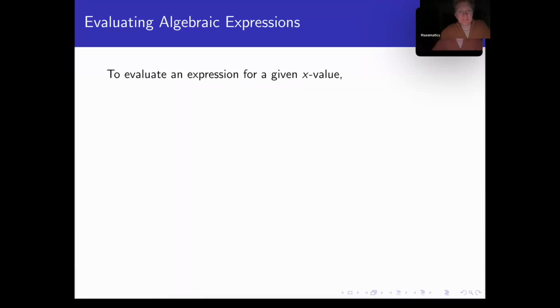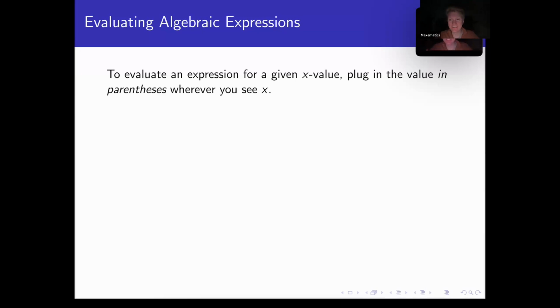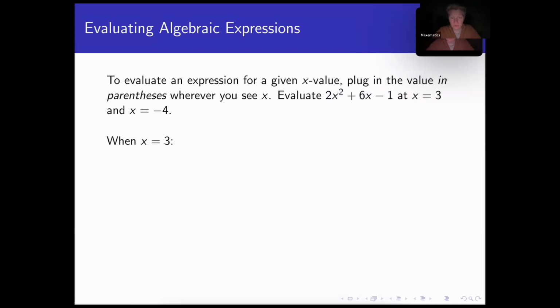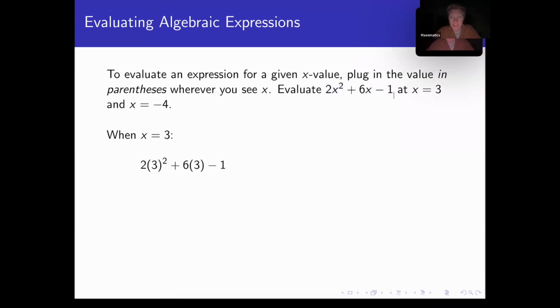And last but not least, if we want to evaluate an expression for a given x value, all we need to do is take that x value and plug it in parentheses. And let's see exactly why. So let's say we want to evaluate 2x squared plus 6x minus 1 at x equals 3, and separately at x equals negative 4. When x equals 3, wherever we see x, write 3 in parentheses. And here's why we need to use parentheses: if we don't, you might be encouraged to do 2 times 3 and then square it. But that would be incorrect.